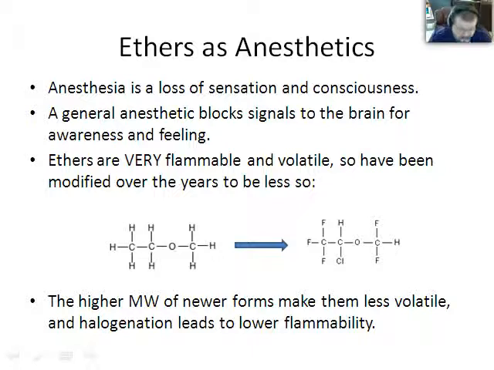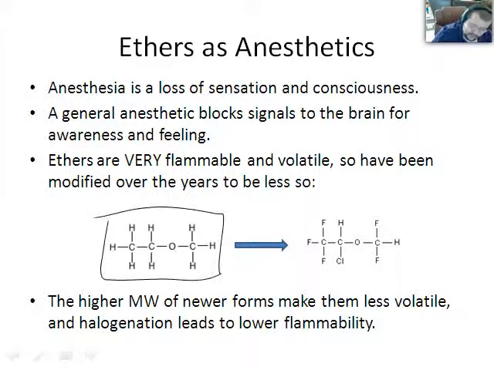Now ethers were some of the first anesthetics that we used. There was a problem with ethers though. They're very volatile. Ethers have dipole-dipole forces, which aren't as strong as H bonding. They're relatively volatile, which means that they go into the gas phase pretty readily, and they're very flammable. So using this as an anesthetic in hospitals led to issues with hospital fires. So what they ended up doing is taking the original ether used for anesthetics and substituting in Fs and substituting in Cls to make it a heavier molecule.